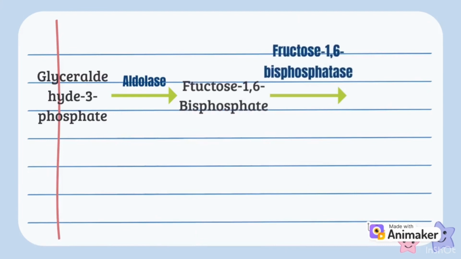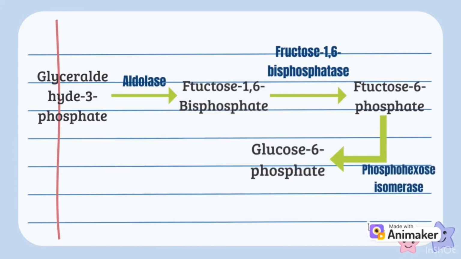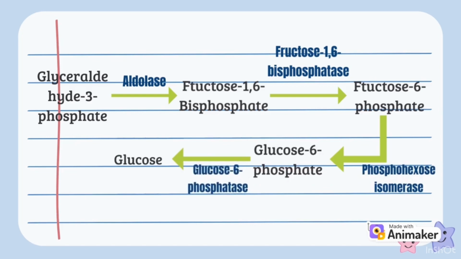Fructose 1,6-bisphosphatase catalyzes the conversion of fructose 1,6-bisphosphate to fructose 6-phosphate. The enzyme phosphohexose isomerase converts fructose 6-phosphate to glucose 6-phosphate. The production of inorganic phosphate from glucose 6-phosphate results in the release of free glucose into the circulation. Glucose 6-phosphatase is the enzyme at work here.